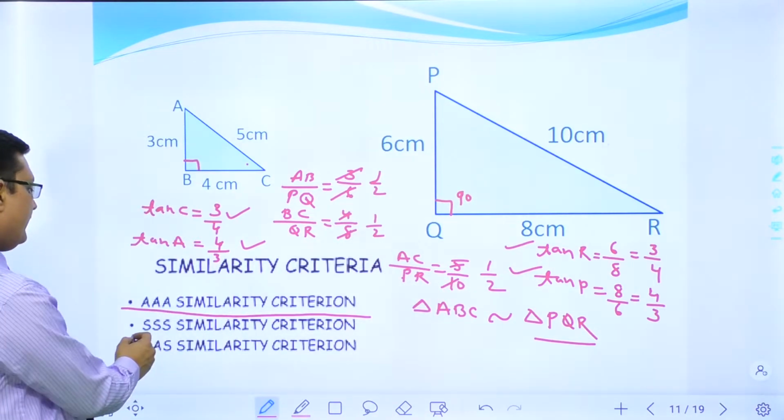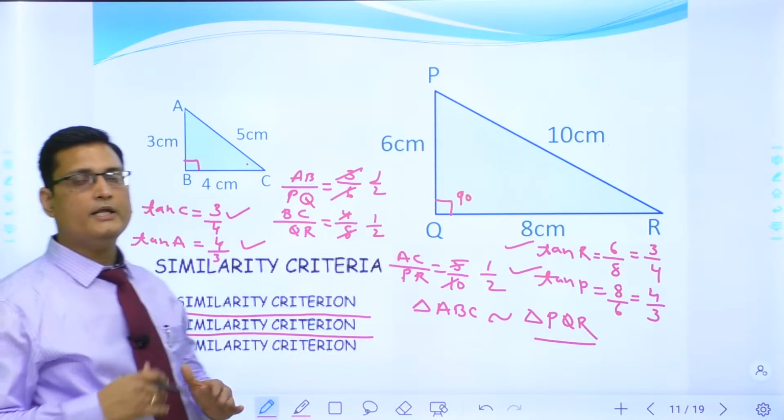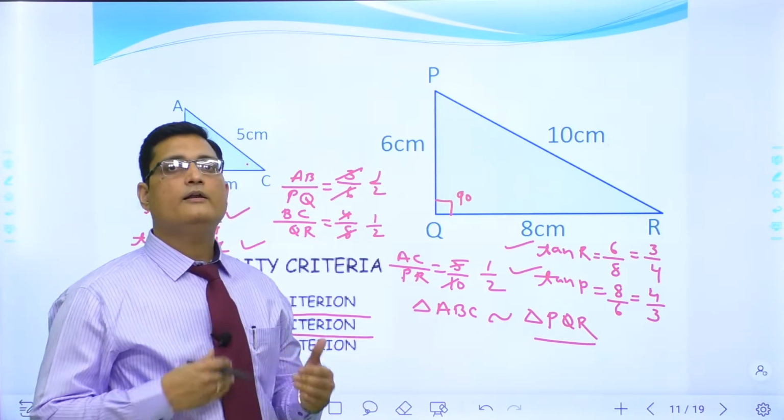then this is known as the side criteria of similarity that we will discuss in our next class.